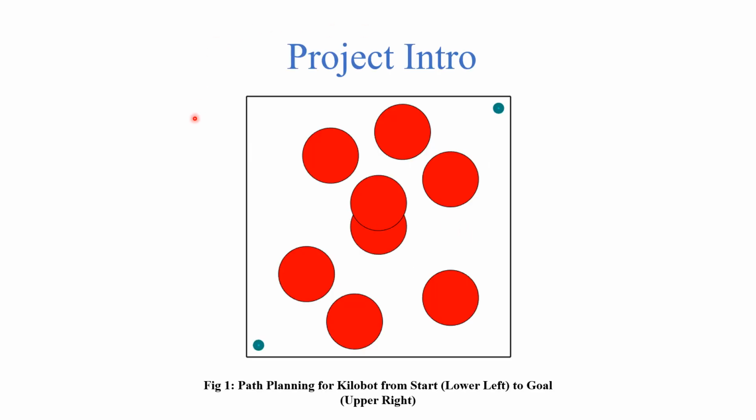To remind you, this is the familiar setting that we're going to use. We are trying to find a path from this point right here, the start, to the goal right here, trying to avoid the red circles, which are the obstacles.